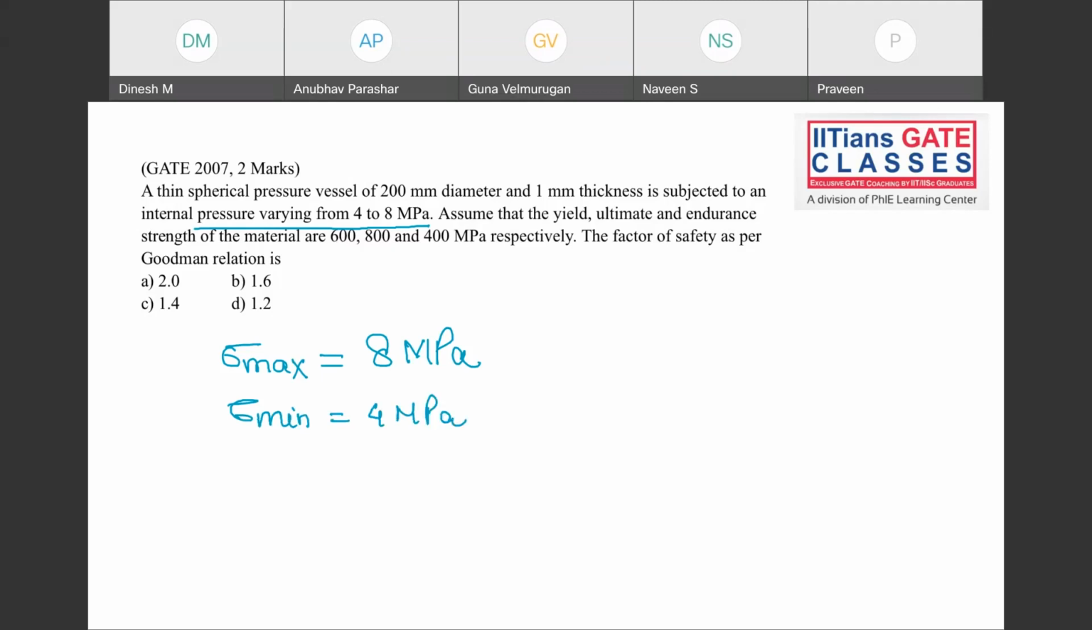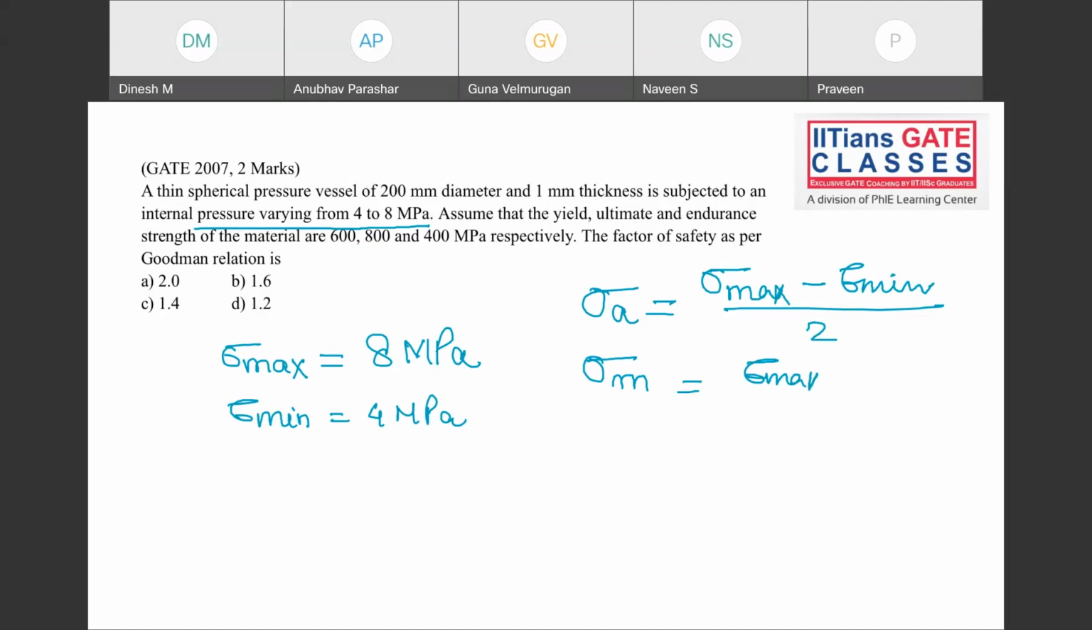Right? What kind of stress is this? This is alternating stress, you can see. From this, can you find out sigma A, that is the amplitude, and sigma mean, that is the mean stress? Sigma A, we have seen, is equal to maximum stress minus minimum stress divided by 2. And the mean stress is maximum stress plus minimum stress divided by 2. What is sigma A? 8 minus 4 divided by 2, that is 2. What is the mean stress? 8 plus 4 divided by 2, that is 6.